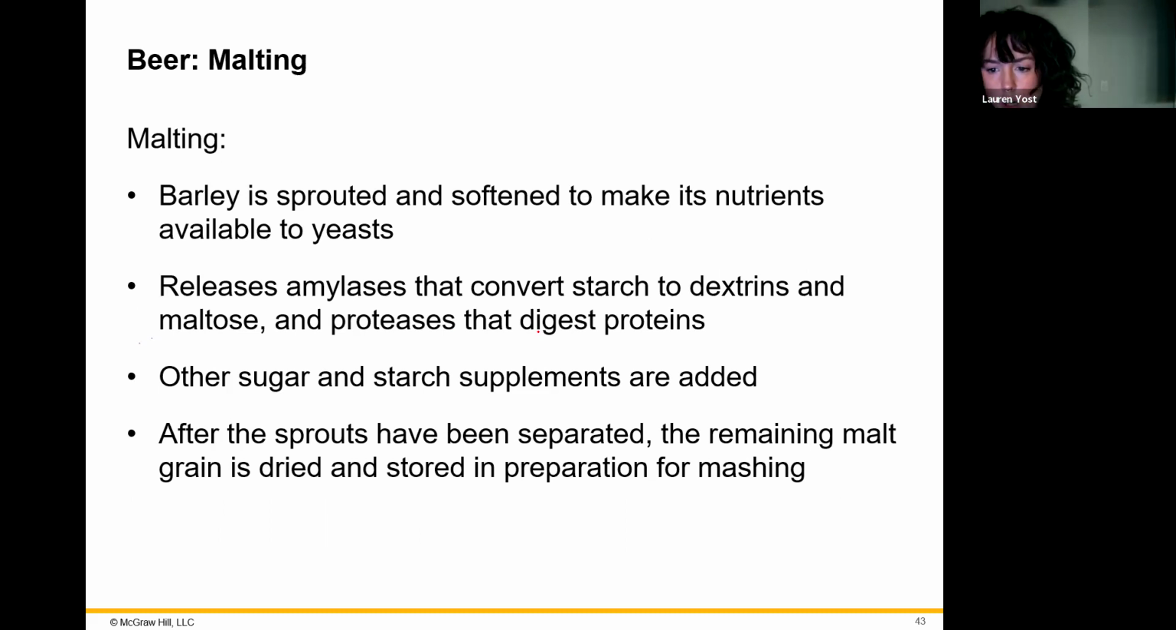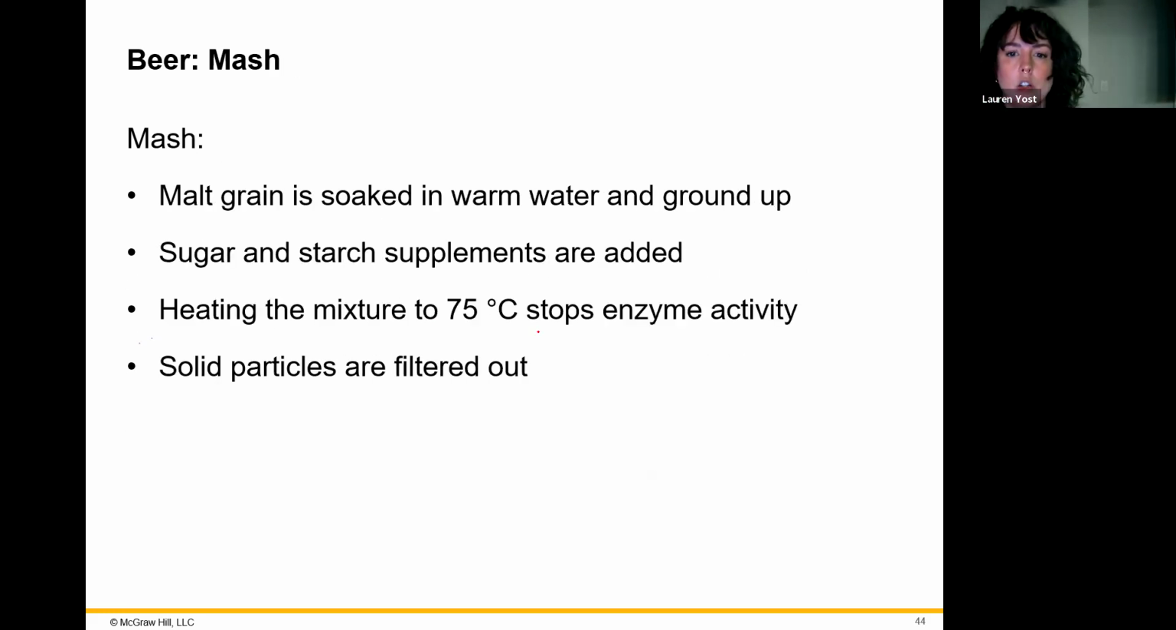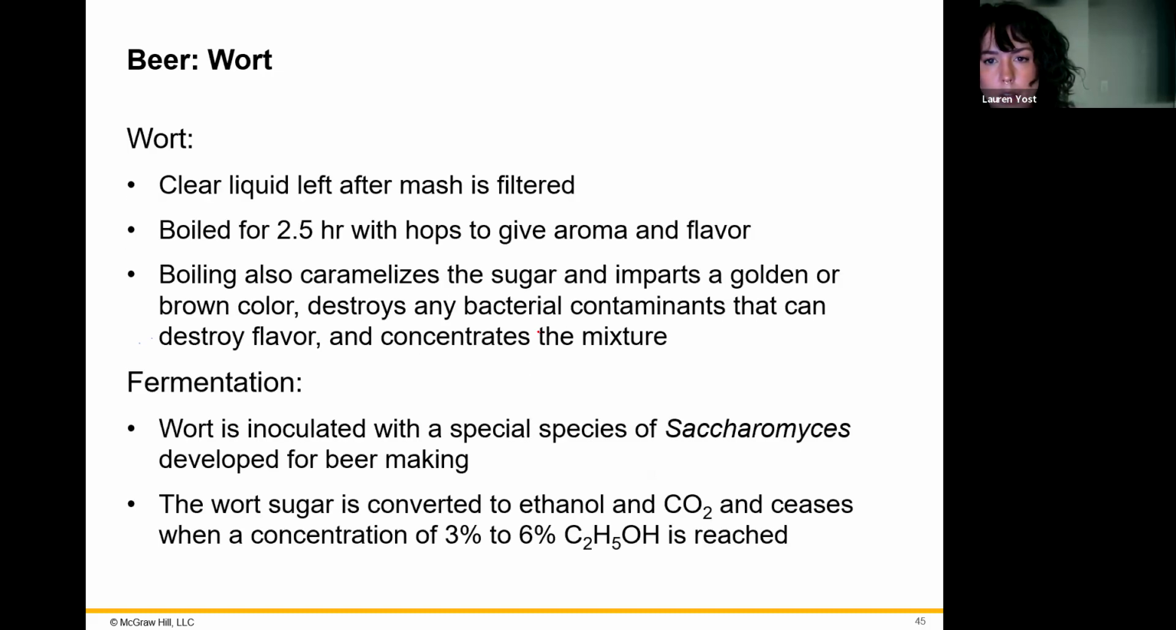That converts starches, and so then there's going to be sugars available for mash. So that malted grain will be, I guess, warmed up, and sugar and stuff will be added to make it just work a little bit better. Heat it up, and then the enzymes won't work anymore from the microbes.